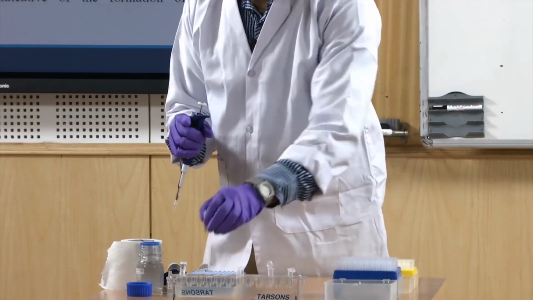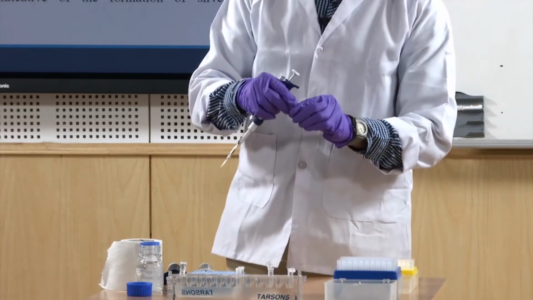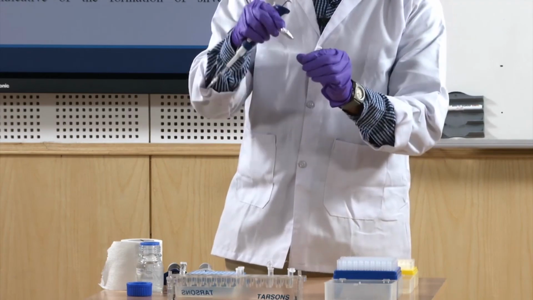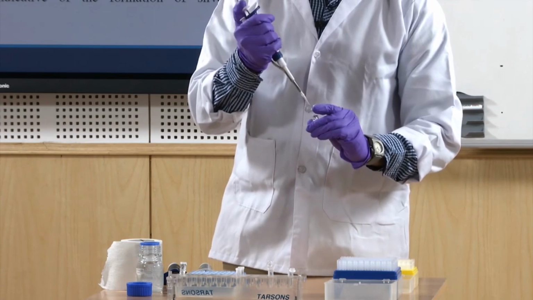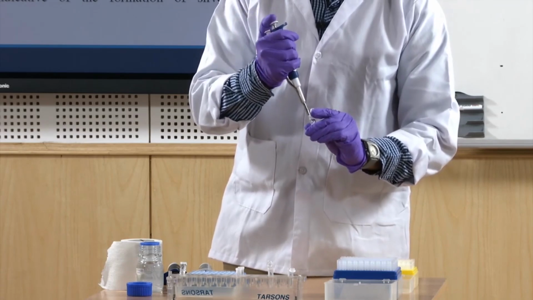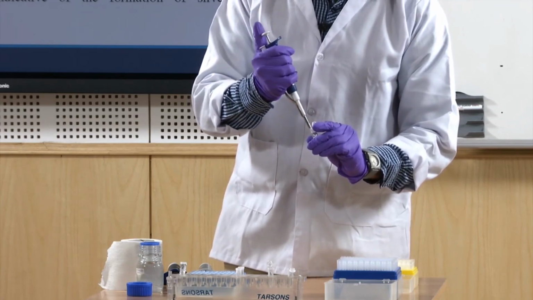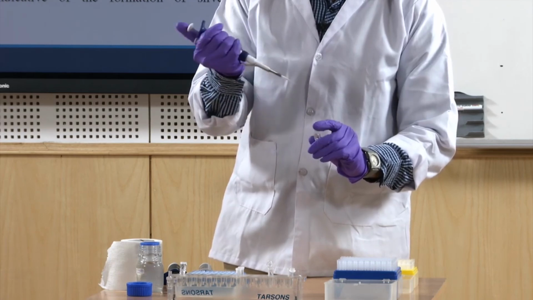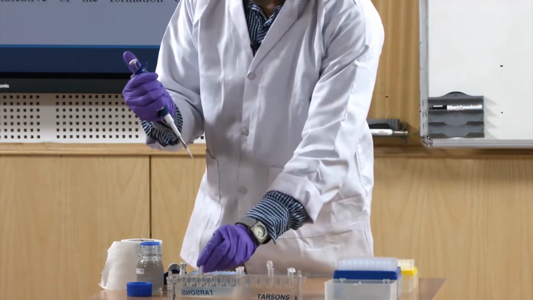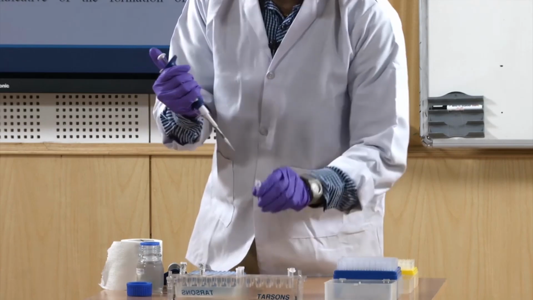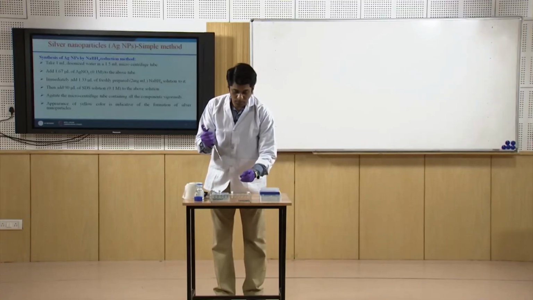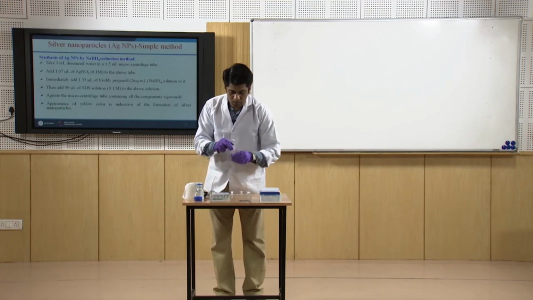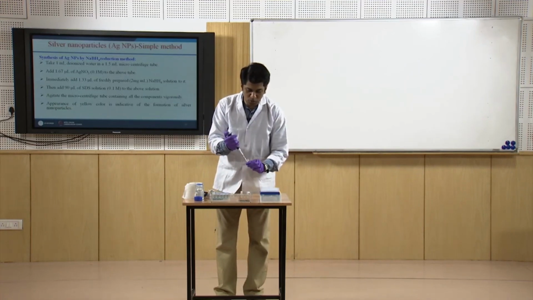silver nitrate solution. So this silver nitrate solution is light sensitive, so you have to keep it covered with aluminum foil, and always wear gloves and also a lab coat when you make silver nanoparticles. So I am adding this silver nitrate solution to both the tubes.